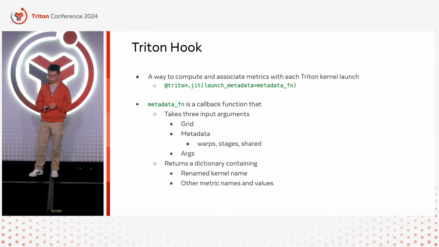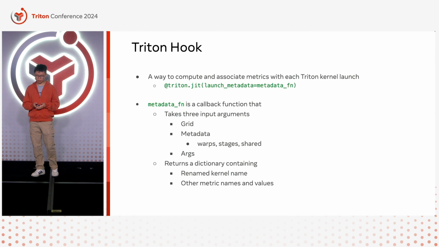This is going to be an argument in triton.jit. It's a simple way to compute and associate metrics with each Triton kernel launch. What the user is supposed to supply is a metadata function. It's a callback function that takes 3 input arguments, including the grid, the metadata that includes warps, stages, shared memory, and other information, as well as the arguments that are passed into this Triton kernel. It's going to return a dictionary containing the renamed kernel name and other metric names and values.